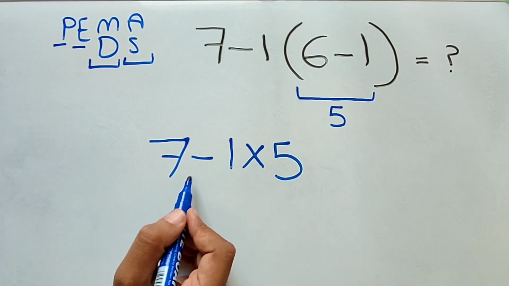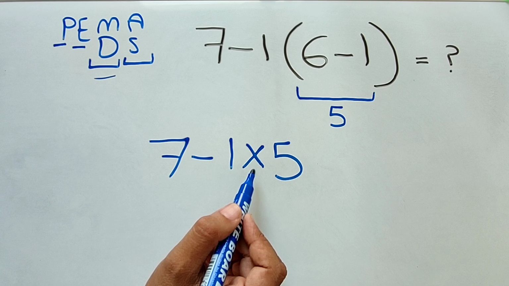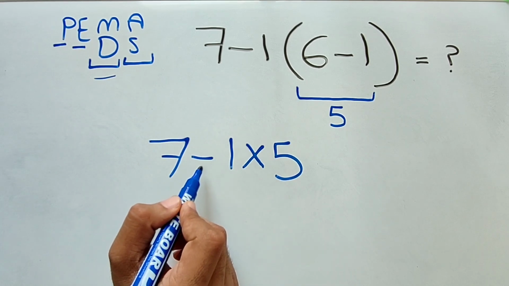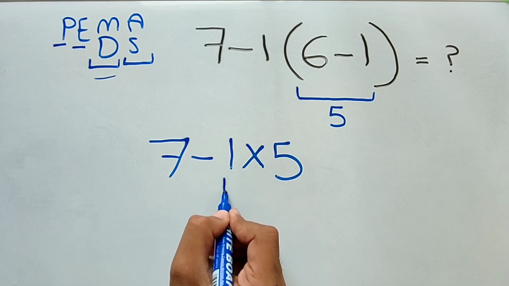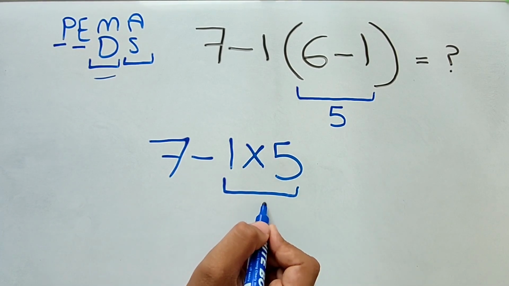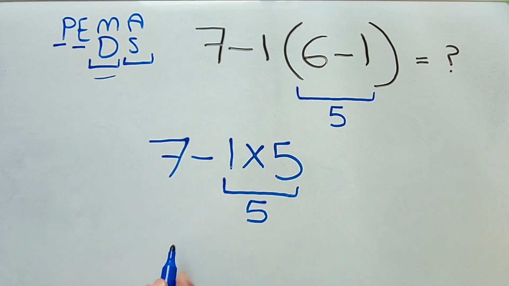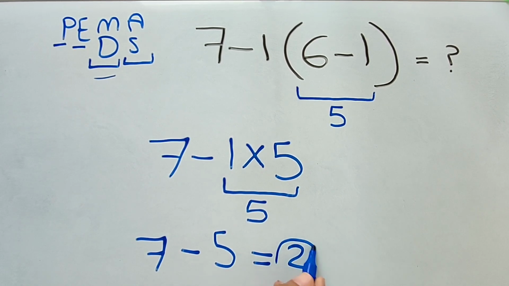And as we know, according to PEMDAS, multiplication has a higher priority than subtraction, and we have to solve this multiplication first. 1 times 5 is equal to 5, and now 7 minus 5 is equal to 2. The final answer is 2.